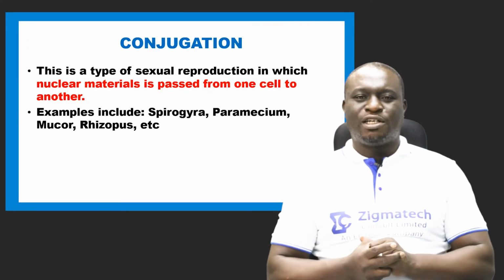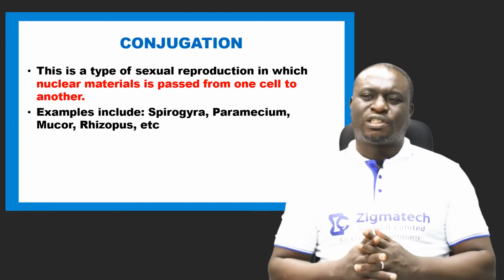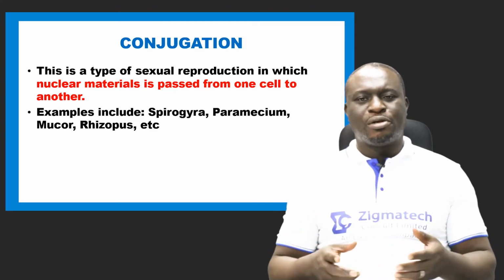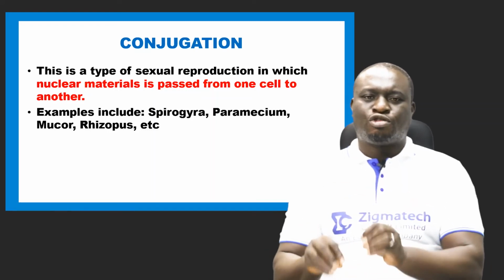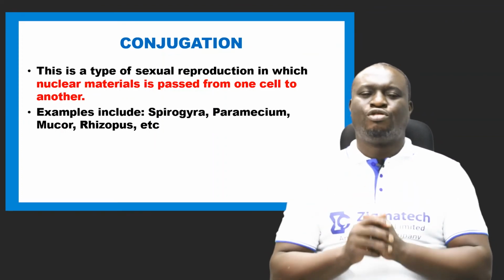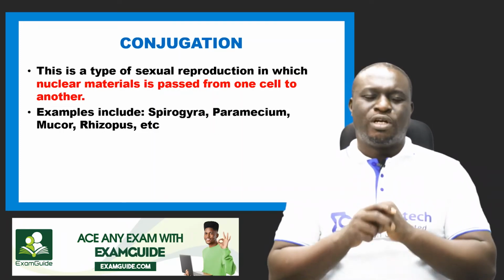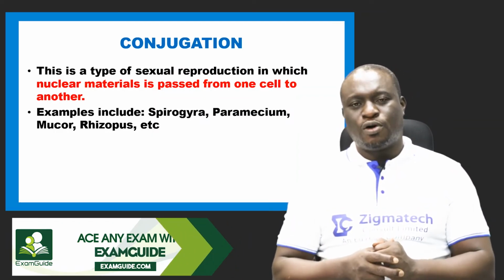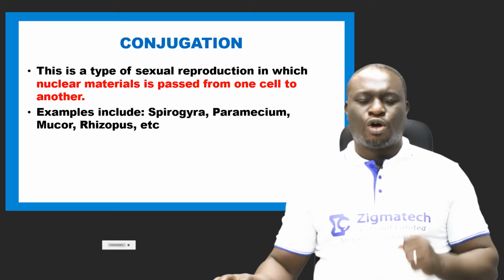Next is conjugation. Conjugation is also a type of sexual reproduction in which nuclear materials, that is the content of the nucleus, is passed from one cell to another. Examples of organisms that carry out conjugation include Spirogyra, Paramecium, Mucor, Rhizopus, and so many others.